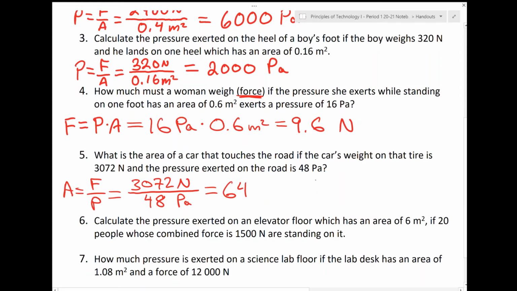But what about the unit? Again, newtons divided by pascals are newtons divided by newtons per square meter. The newtons will cancel out because the square meters is in the denominator of a fraction. It will actually come to the top, and that will be our unit, 64 square meters.